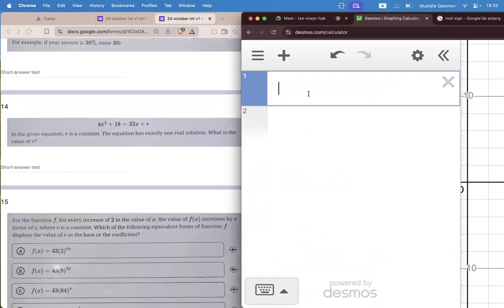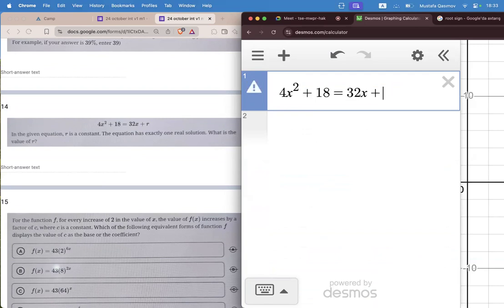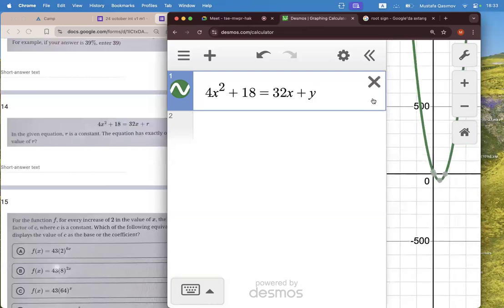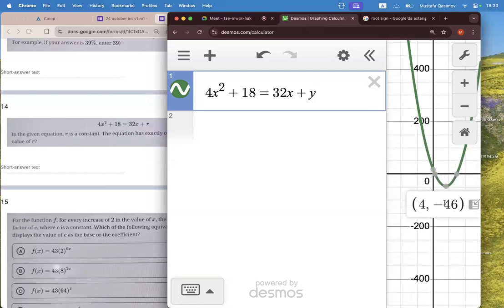14. For 14, we have to write it like this. x squared plus 18 is equal to 32x plus r. We can write this over y. Then we can look at this vertex point. Okay, the y coordinate of this vertex point is the value of r because we write this over y.